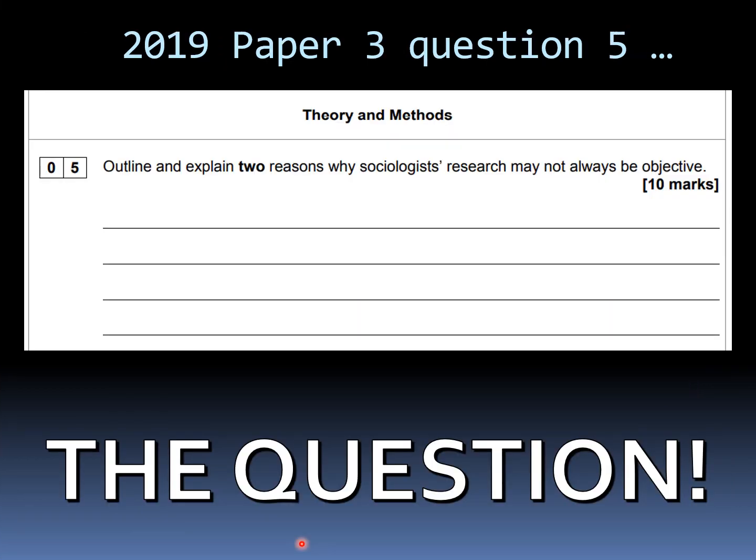So this question is asking you to outline and explain. Outline means identify 2 reasons, and for each of those reasons you need to explain why sociological research may not always be objective. And it's at this point where you are giving examples from what you have researched and studied within sociology and explaining how it is not objective. As with all 10 markers with no item, AO3 marks are gained only for analysis and not evaluation.